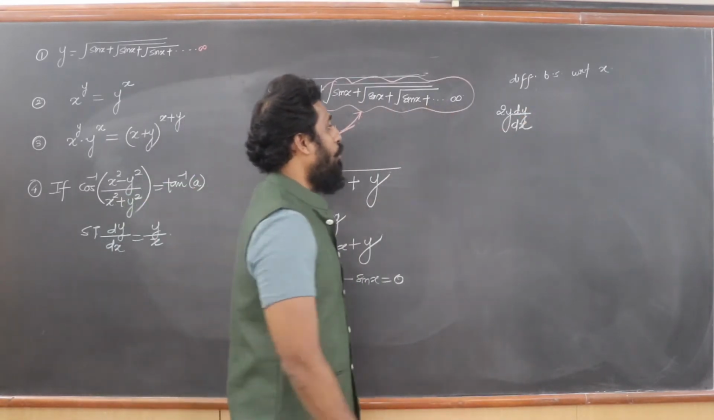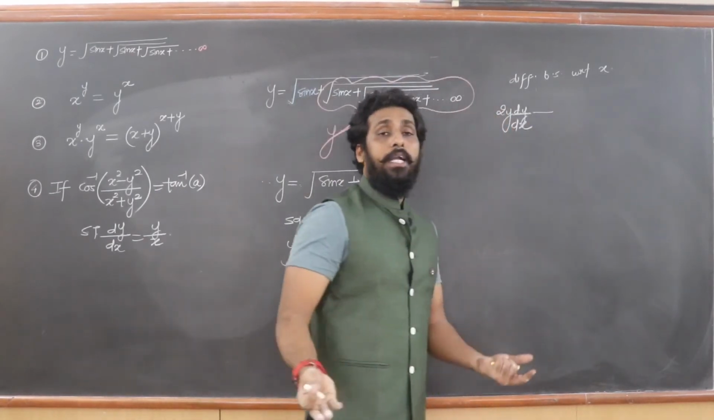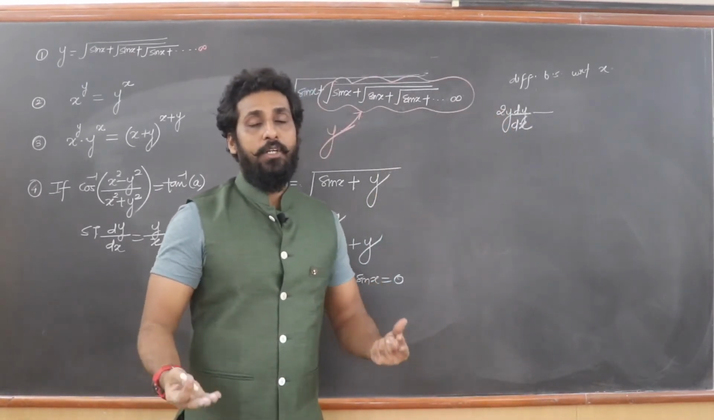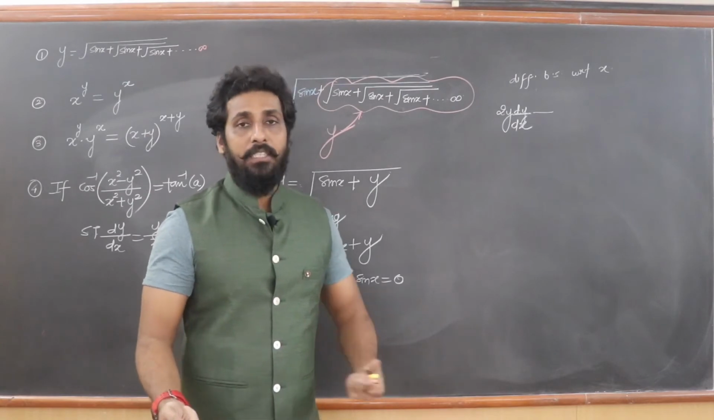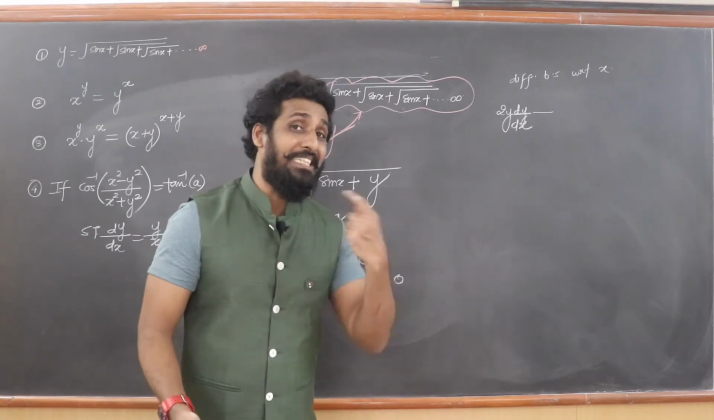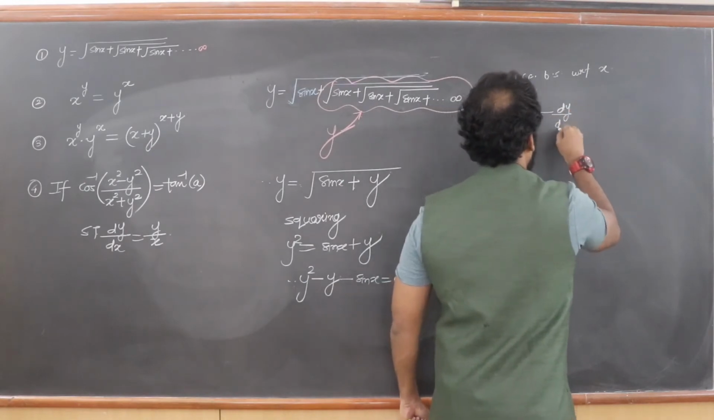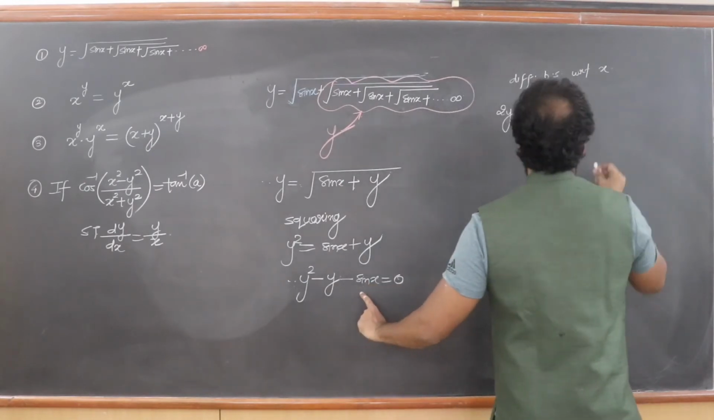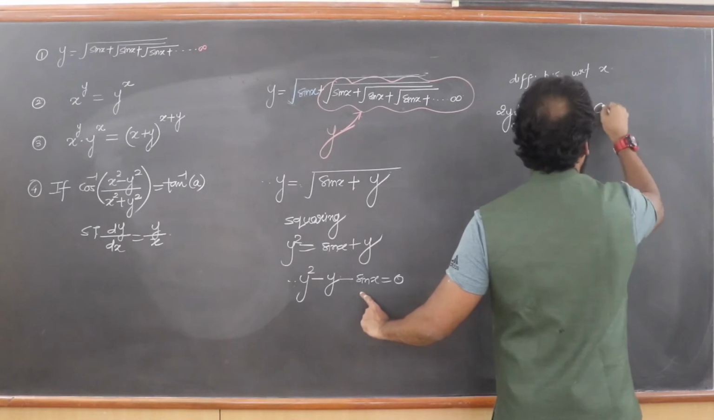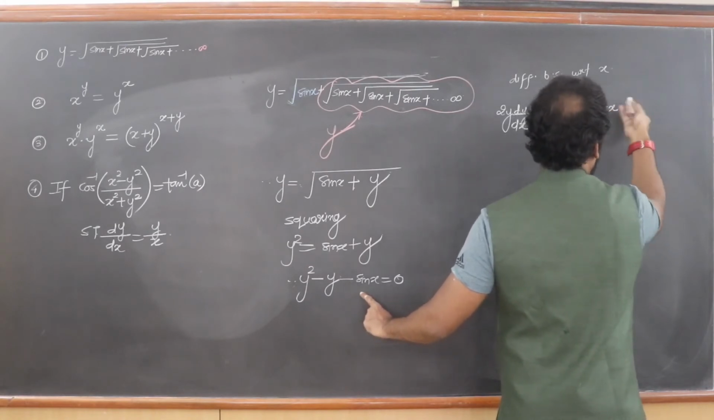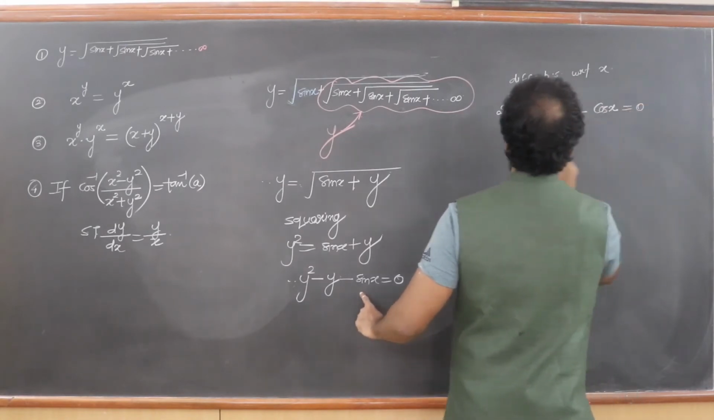Next term is minus of y, so it is like x for me, isn't it? So derivative of x is 1, so likewise derivative of y will also be 1, but since it's a term of y, I will write dy by dx. And finally I have minus sin x. It is a term of x, its derivative is very simple. You write minus cos x equal to 0.